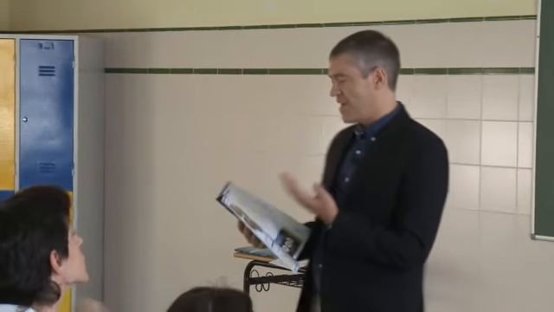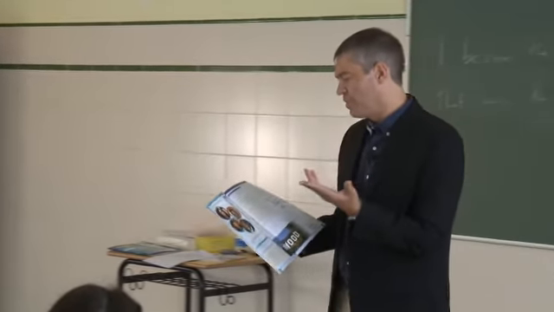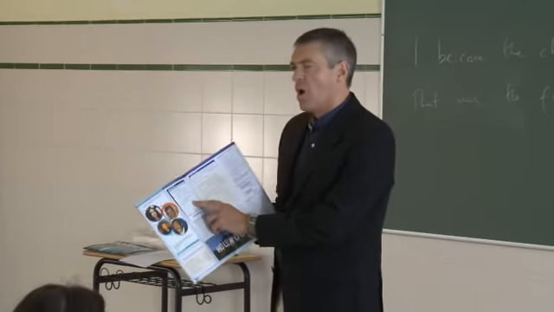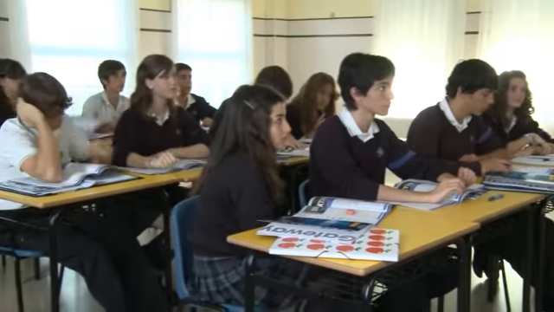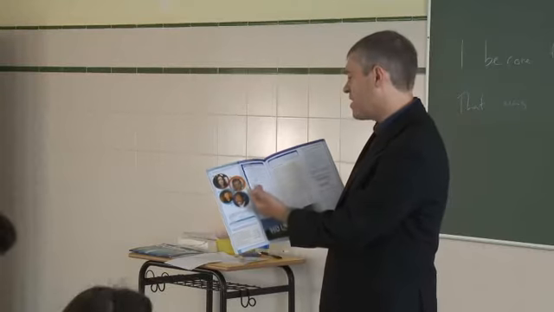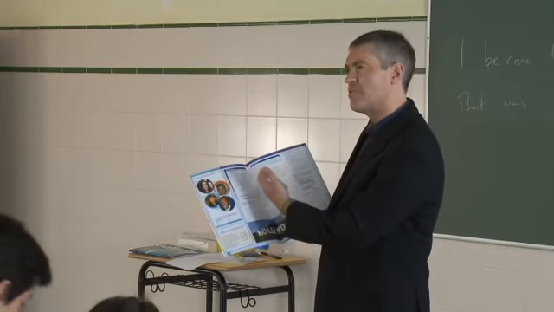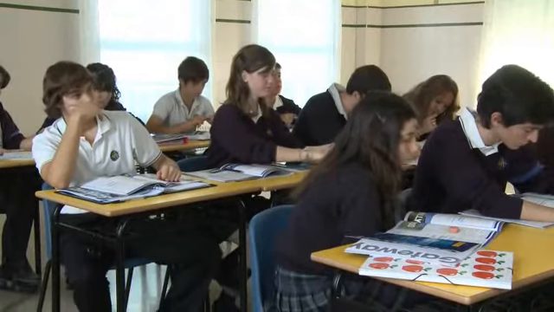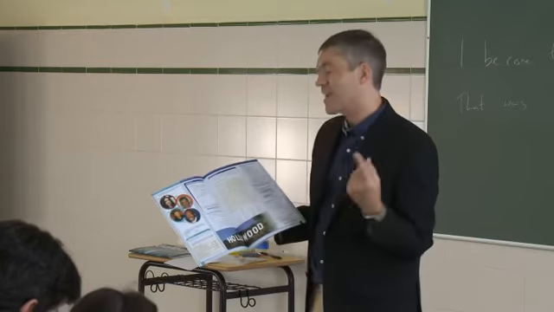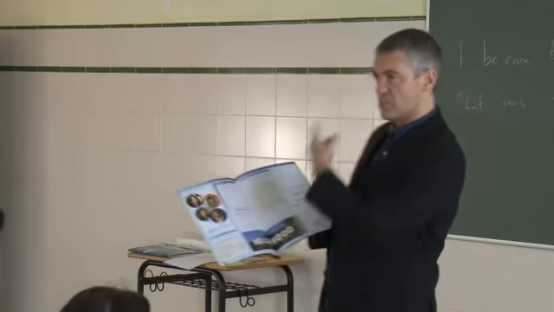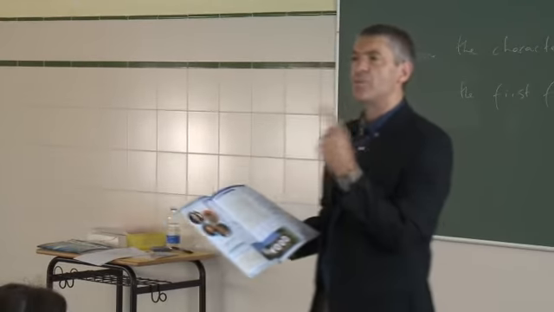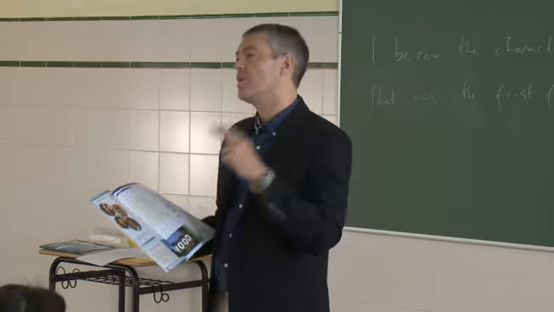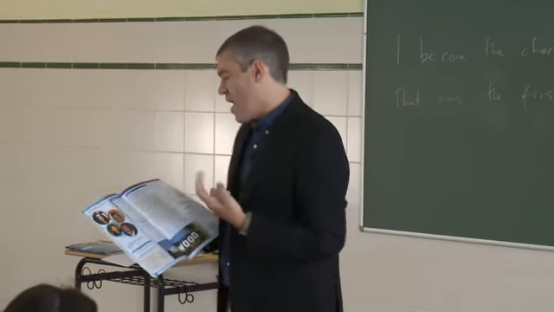Okay, finished. Let's have a look then. People, we said who. What about the next one? That. Which sentence here has got that for a person? Number 4. Number 4, I become the character that she plays, which is here on the board. That's right. So people, we can use who or we can use that, right?